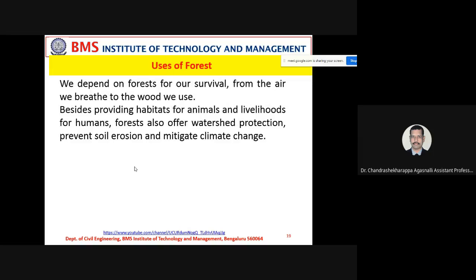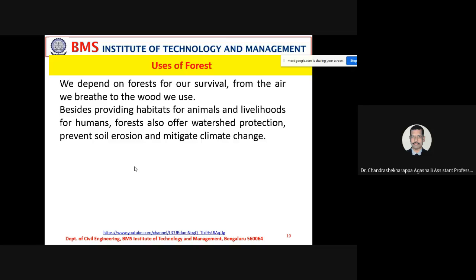And what are the uses of the forest? As we discussed just now, we depend on the forest for our survival. The trees take in carbon dioxide to grow themselves and release oxygen for us. That's why we need the forest. We depend on the forest for the air we breathe. Besides, it provides a habitat for animals and livelihoods for humans.